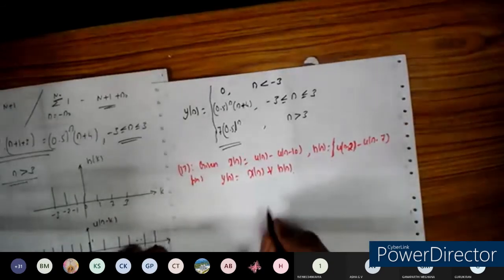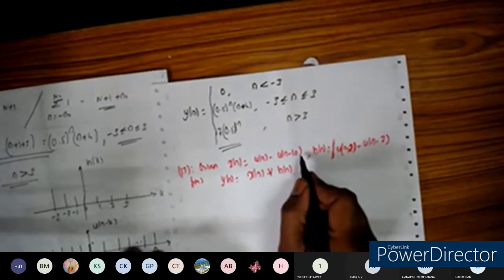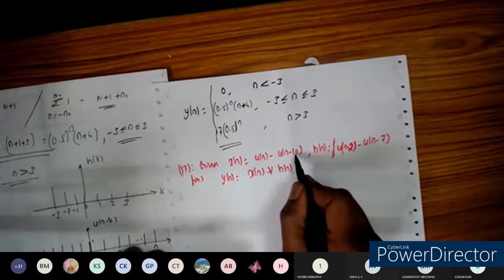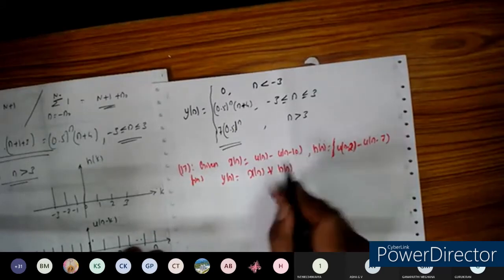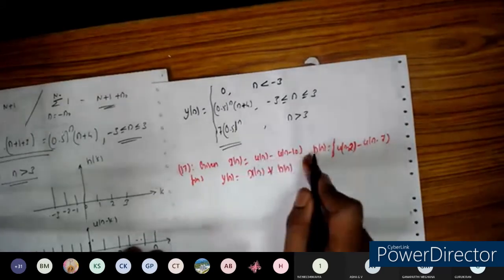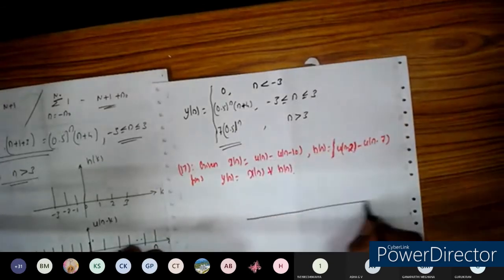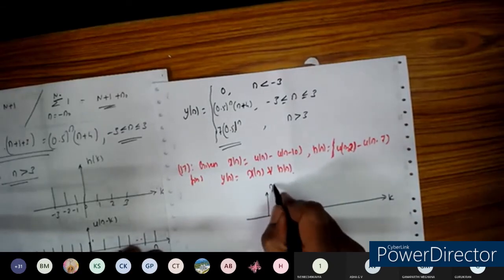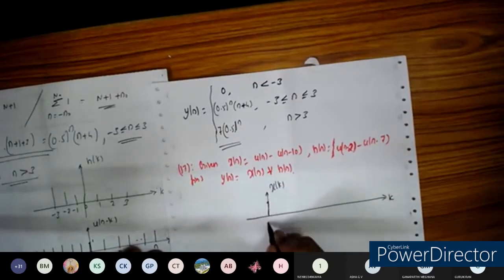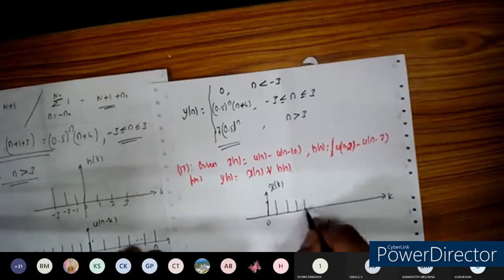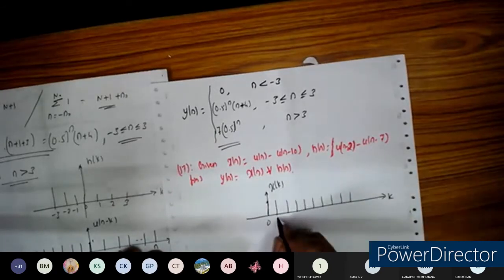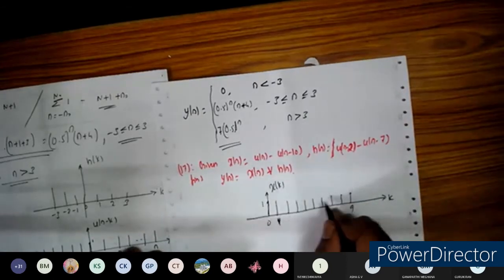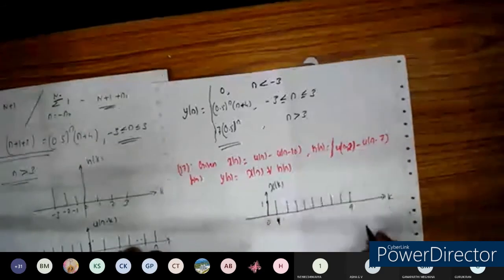So let me plot the waveforms here. First I will plot x of n. u of n starts from 0, and u of n minus 10 starts from 10. When we take the difference of these two, the sequence exists from 0 to 9. So that is x of k. From k equal to 0, 1, 2, up to 9, the value 1 will be there.